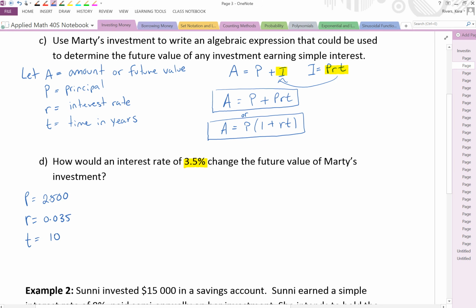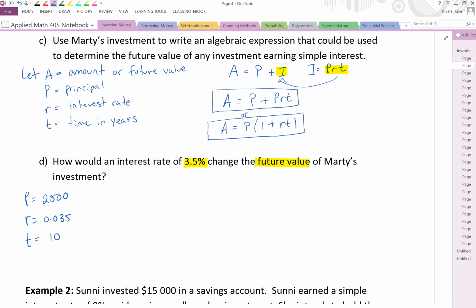So they want us specifically to see how the future value changed. Now you have two options. You can just calculate the future value with one of our new formulas we figured out in C, or you can go back and figure out I using the I equals PRT formula and then add that on to your principal. So you have a choice here. I'm going to use our new formula just so we can see how it works.